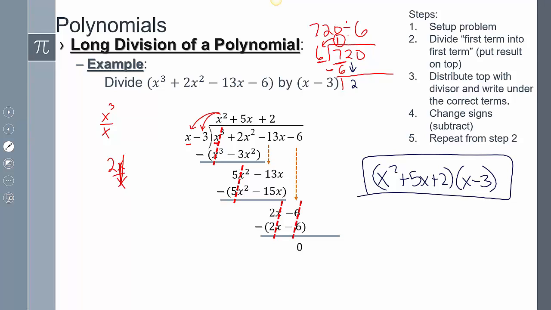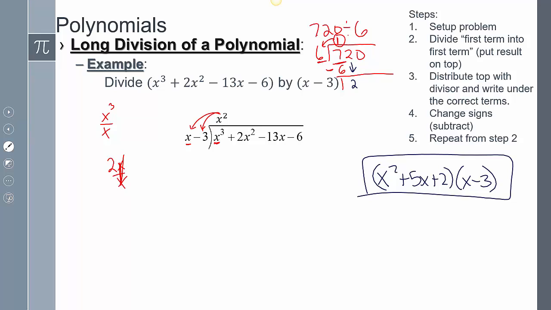So the first thing that I want to do is I want to set up the problem, which is what I did here, and so I'm going to rewind this. So I set up the problem, and then step 2, I divide the first term into the first term, so x goes into x cubed, x squared times. Step 3, distribute the top with the divisor and write it under the correct term, so x squared times x gives me x cubed, x squared times negative 3 gives me negative 3x squared.